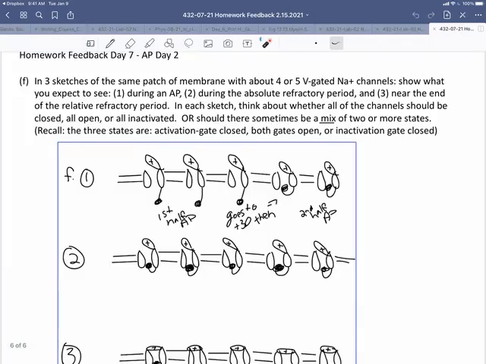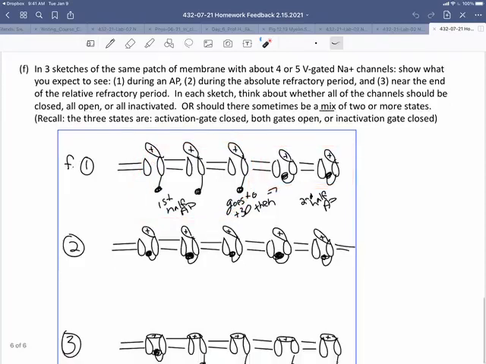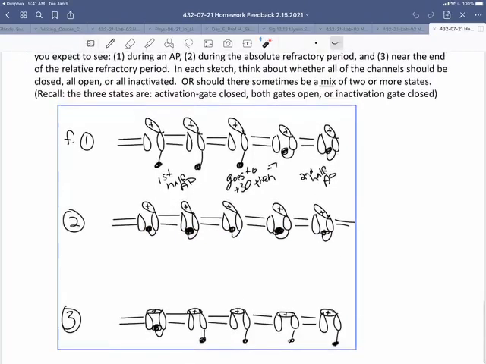Finally, in F, 3 sketches, same patch of membrane, about 4 or 5 gated sodium channels. During an action potential, they are all open. And here is the first half, showing them all open. And then second half, all closed. Then the absolute refractory period, we're seeing all of them closed. That's certainly with the inactivation gate. Activation gate is open. And that certainly would be the absolute refractory period.